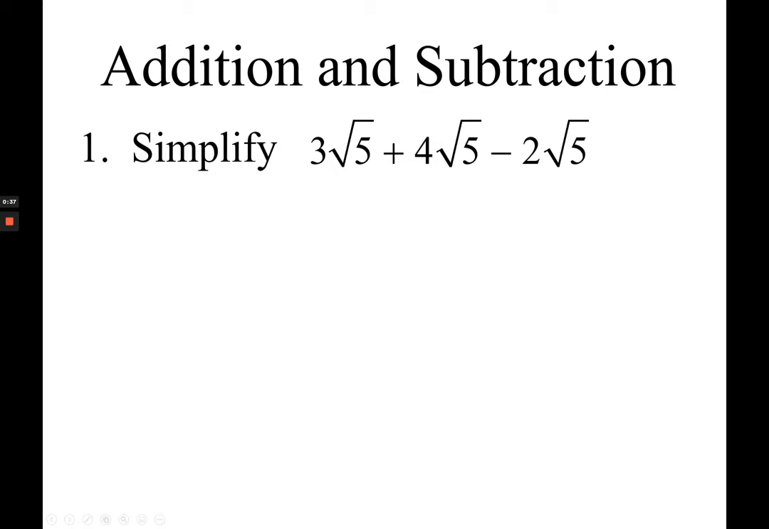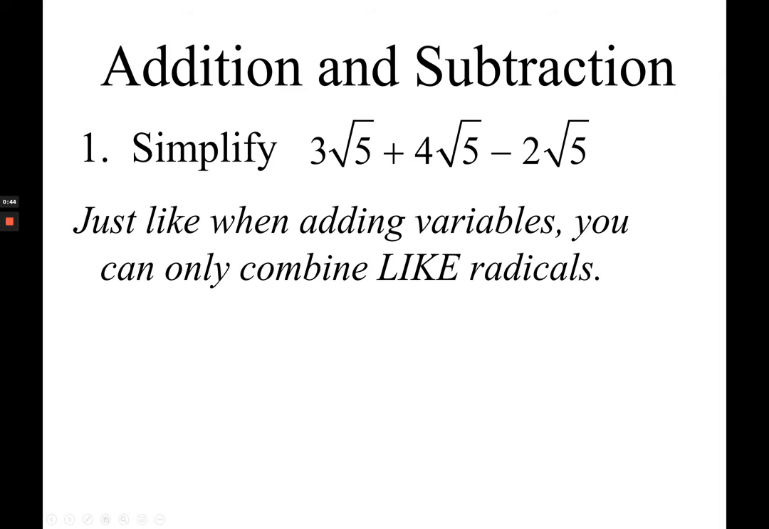Simplify the expression 3 square root of 5 plus 4 square root of 5 minus 2 square root of 5. Just like when adding variables, you can only combine like radicals. Look at your radicals. They are actually all the same. Therefore, this expression is considered like radicals.